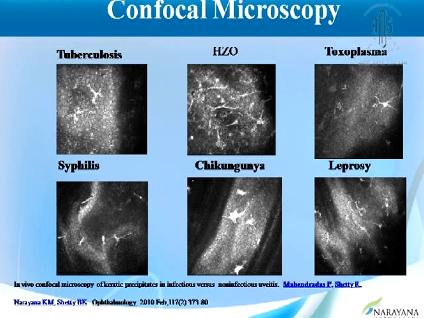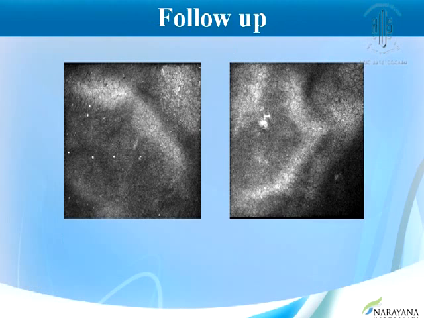Coming to the keratic precipitates, we have done a study using confocal microscopy and we have classified them. The central globular with dendritic and infiltrative pattern of keratic precipitates is seen in infectious forms of uveitis. This pattern changes into pigment clumps following treatment. In extensive cases, it causes irreversible damage to the cornea.